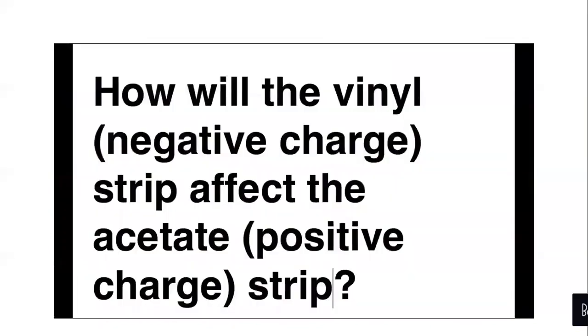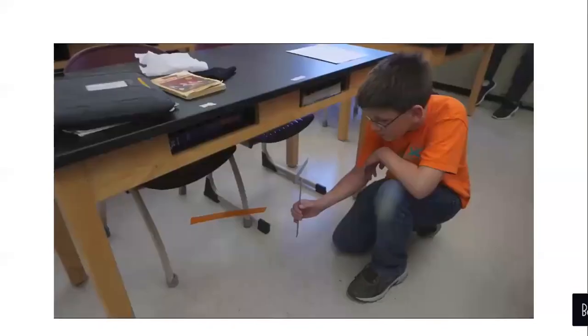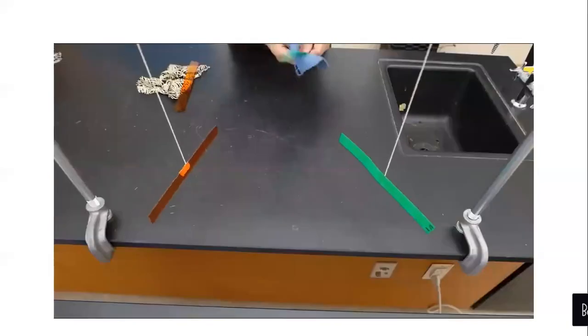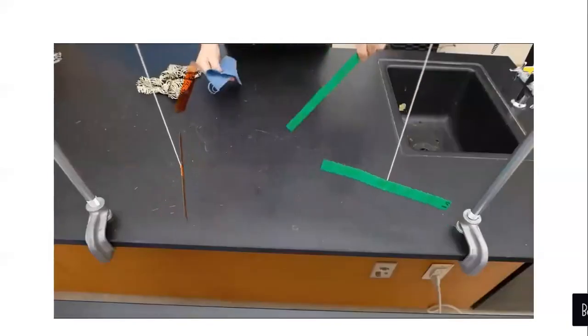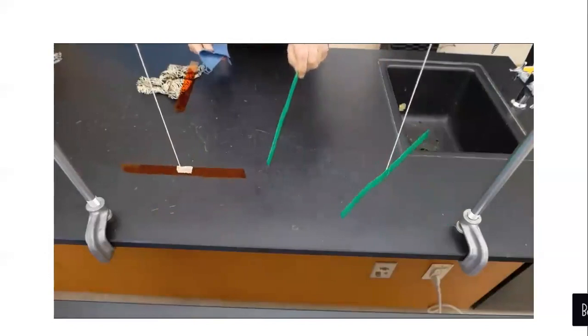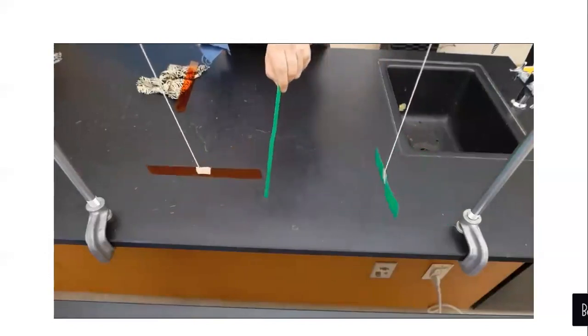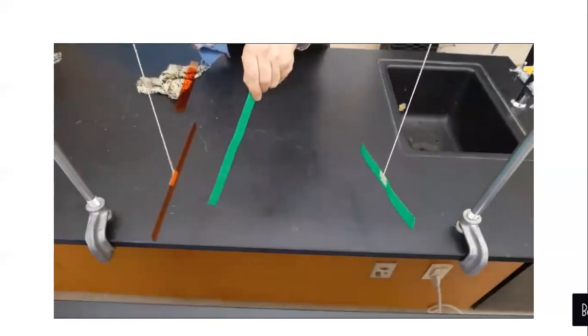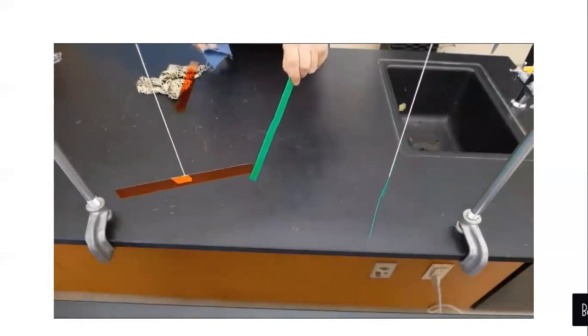So our next test will be what will happen if we bring the negatively charged strip near that positively charged. I'll rub the vinyl again with the wool and make it negatively charged. We see it's repelling that strip. And when I get it near the acetate, we see that it attracts it.